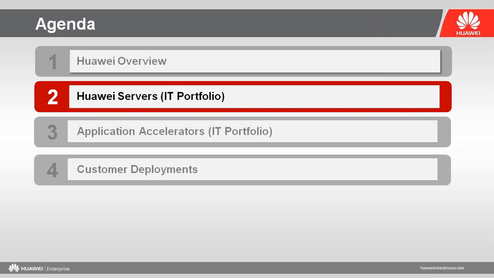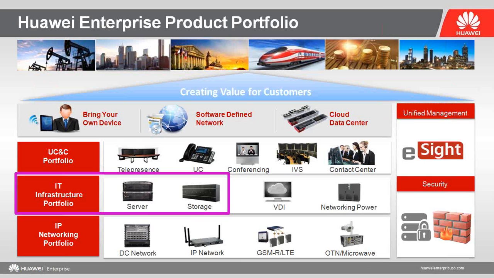So let's dive into the server portfolio, and this should give you some understanding and background on the length and breadth of Huawei's offering in the server space. To understand that, we have to look at Huawei's enterprise product portfolio and how big that is. As a $40 billion company, in 140 countries, we offer unified communications and conferencing, where we're number 2 and 3 in telepresence and video conferencing in the marketplace.